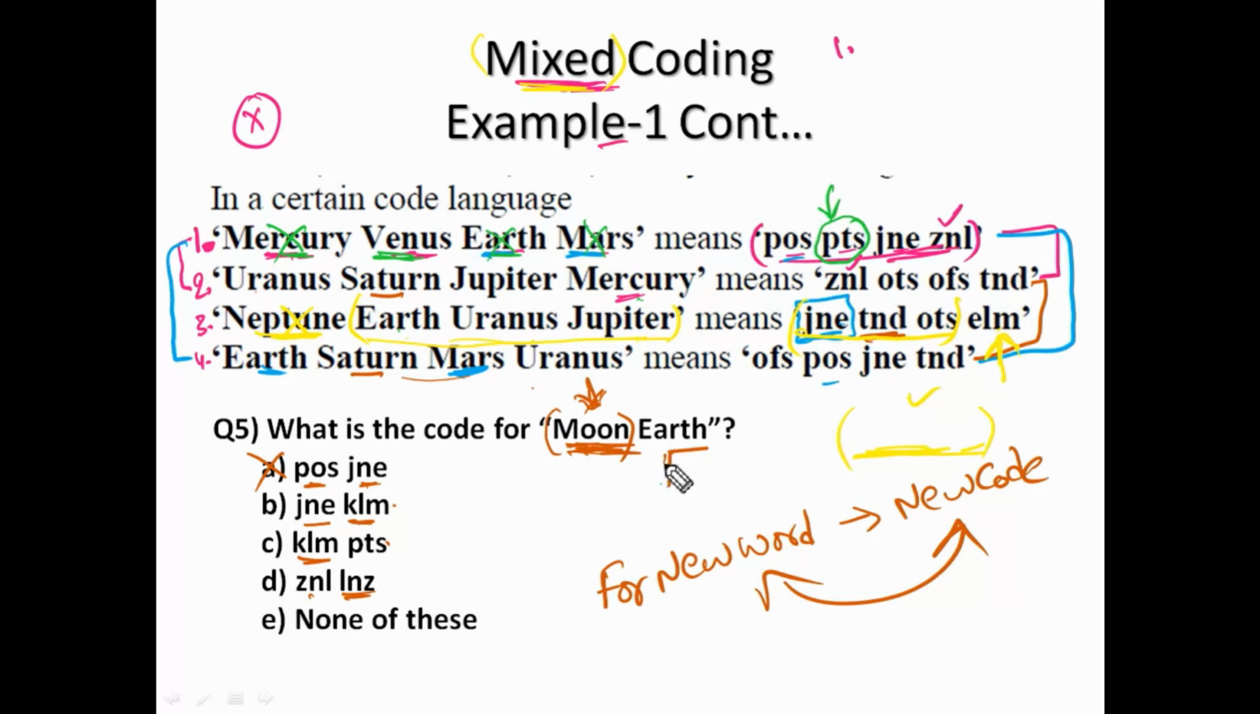Compulsorily we need to find the code for earth also. But remember, earth is already processed in the previous question. Okay, so if you don't remember, we'll process it again, no problem. Earth is there in the first, third and fourth statement. In the first, third and fourth statement, the only common word is JNE. So along with the JNE, there should be a new code. So JNE with a new code, then the answer is option B.